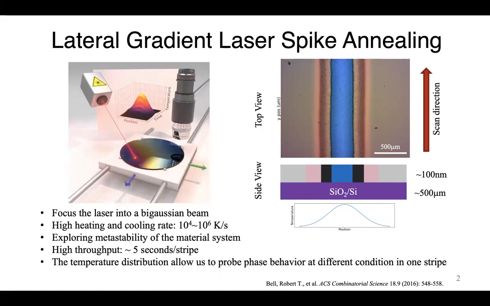With this method, we can reach a really high heating and cooling rate, about 10 to the 4th to 10 to the 6th Kelvin per second, so that we can look at something that is very far from equilibrium, or the metastable regime. This is a really high throughput method. We can do a stripe within 5 seconds. And the temperature distribution really allows us to probe the phase behavior within one stripe at various different conditions.